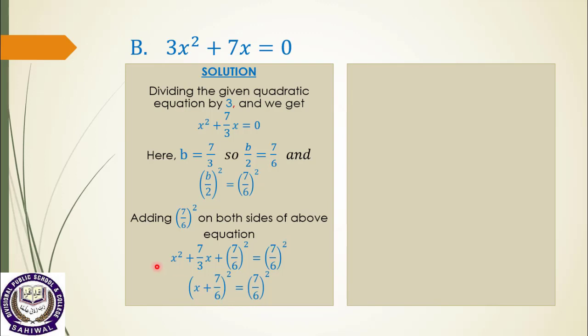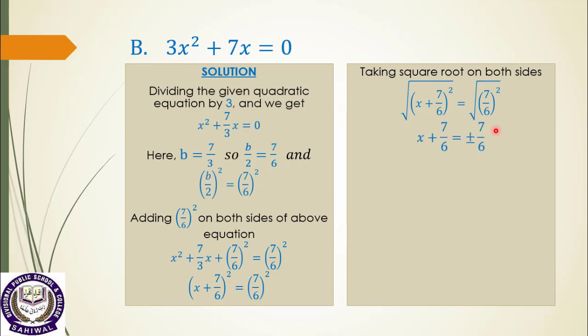Writing the left hand side of the equation as a perfect square, x plus 7 over 6 the whole square, which is equal to 7 over 6 the whole square. Taking square root on both sides, we get square root of x plus 7 over 6 the whole square is equal to square root of 7 by 6 the whole square. The square and square root will cancel each other and we get x plus 7 over 6, which is equal to plus minus 7 by 6.